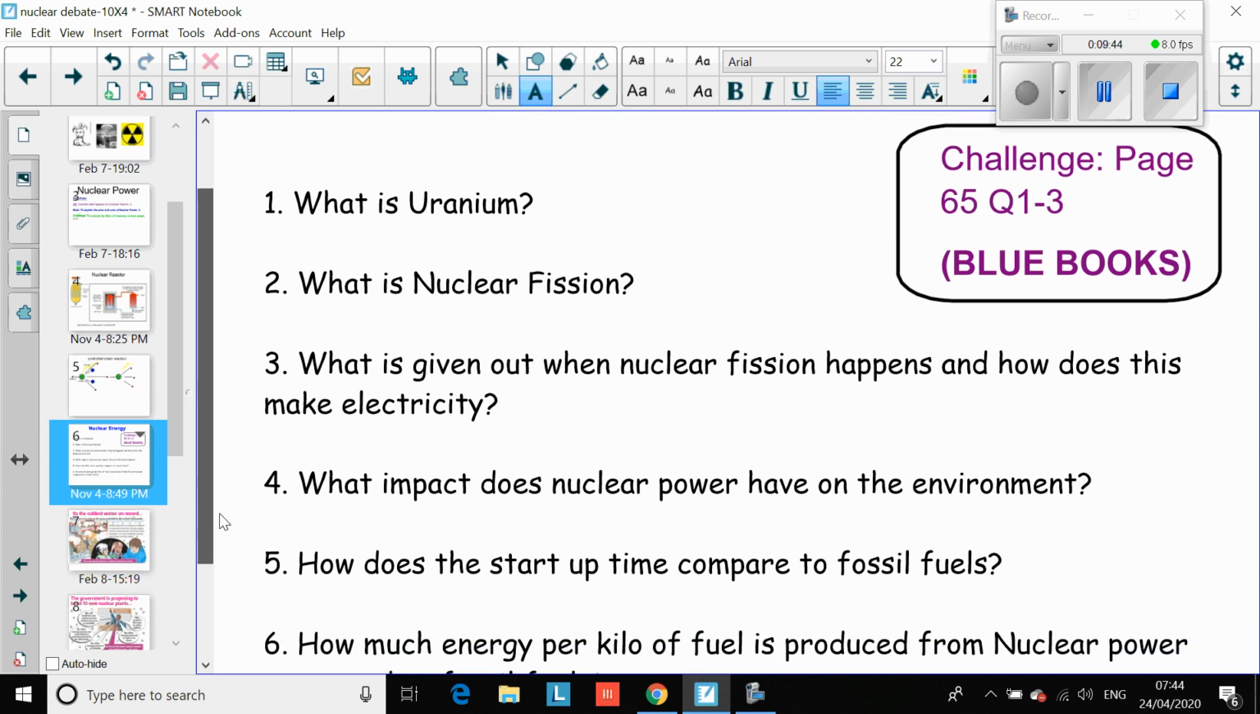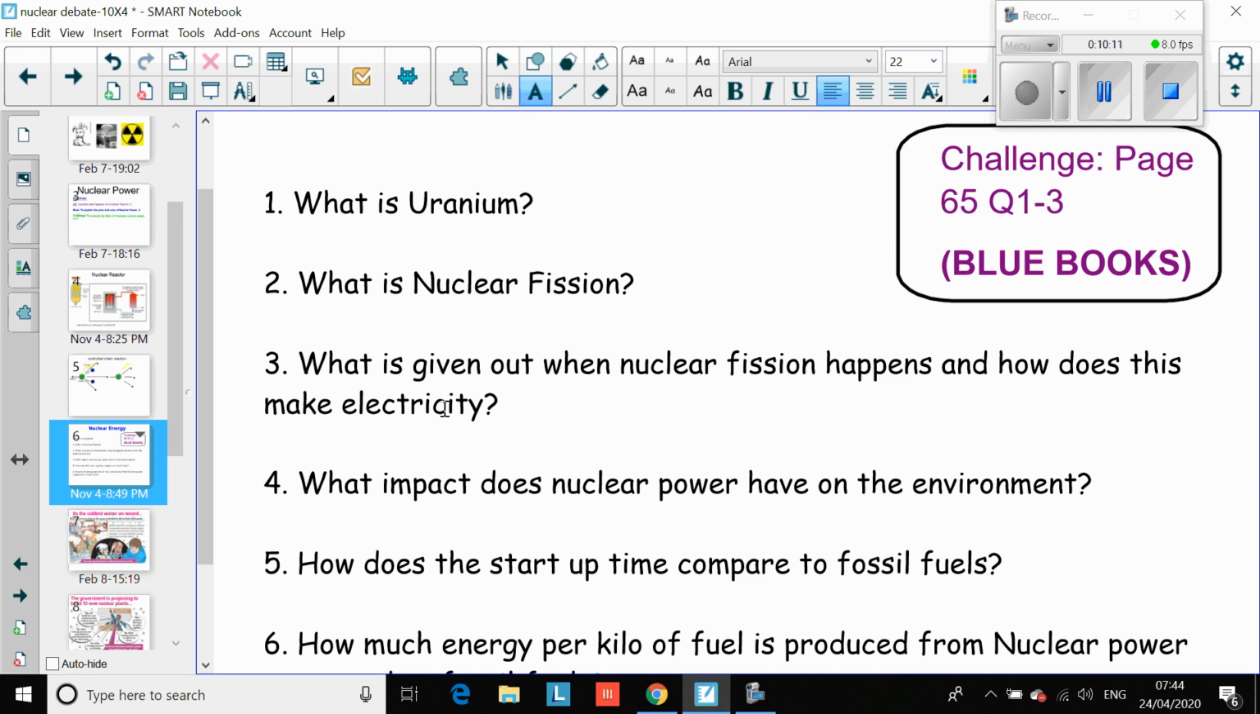What is given out when a nuclear fission happens, and how does this make electricity? Okay, so what's given out are neutrons, but also energy, and that heat energy can be used to turn water into steam, because the heat energy heats the coolant, and then that heat turns water into steam, and then the kinetic energy of the steam can generate electricity.